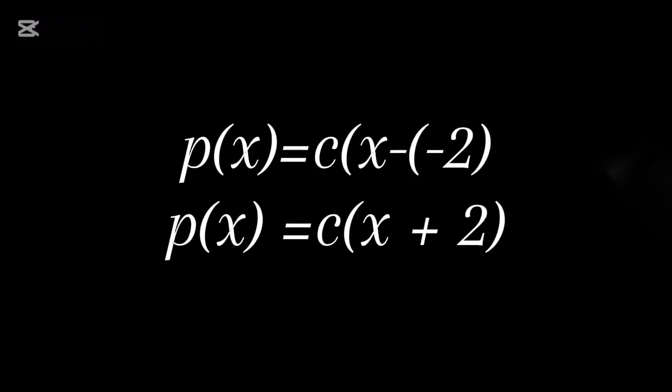So first, we need to find the p of x. So p of x is equal to c multiplied by x minus negative 2, since the external point is outside the measurement of the rod. The measurement of the rod is 5 meters, so it is from 0 to 5. Now, we have p of x is equal to c multiplied by x plus 2. Now, let's proceed to the formula.